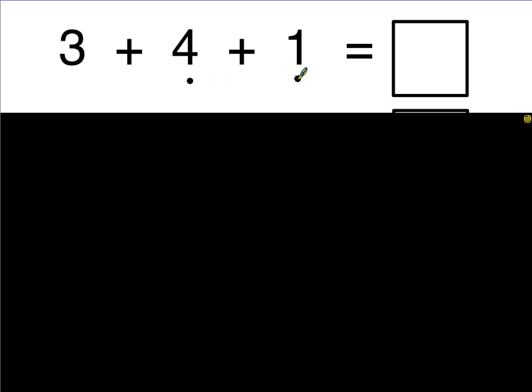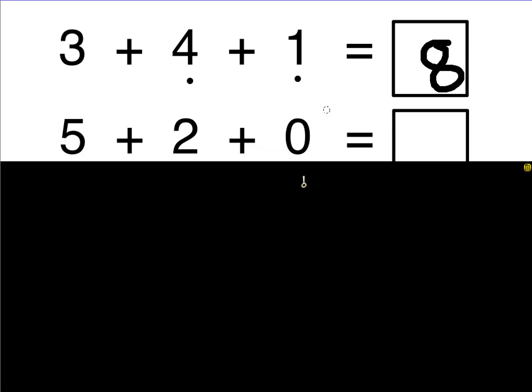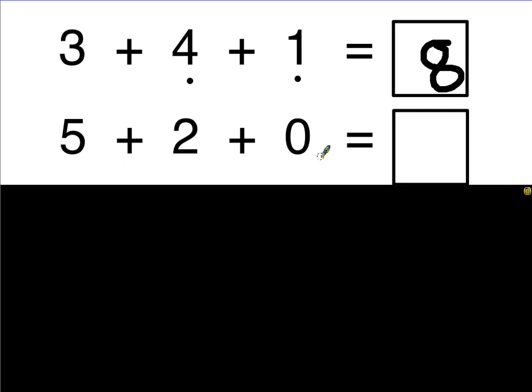4 and 1 is 5. 5 plus 3. Grab the 5, count 3 more. 5, 6, 7, 8. Which two numbers make 5? 5 and 0. So grab the 5, count 2 more. 5, 6, 7.